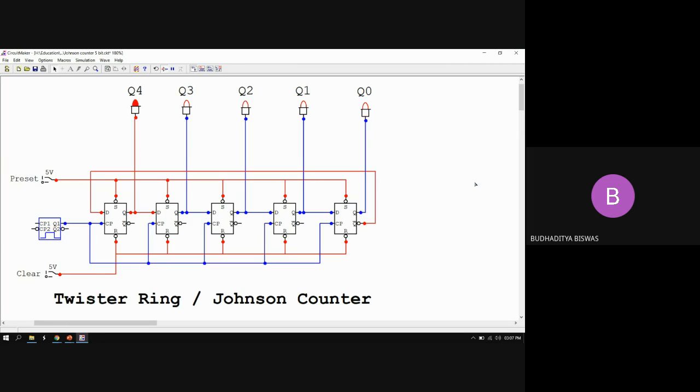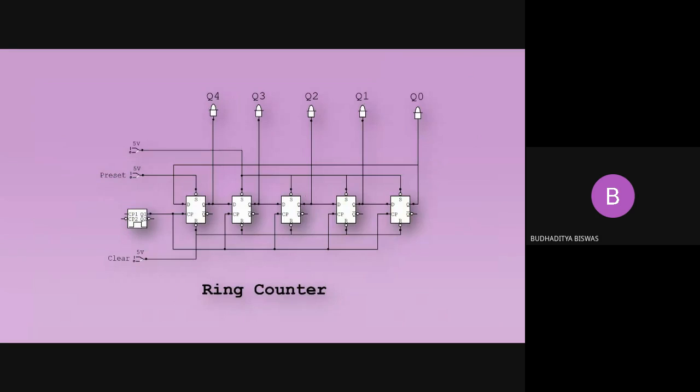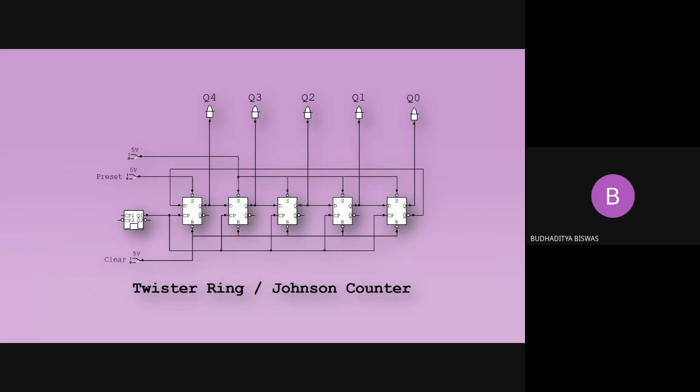Got it? And it doesn't require any K-map or state diagram for implementing this. Only D flip-flops are required in this design. But for the ring counter, you need to give a preset or one shot. But for the twisted ring counter or the Johnson counter, it doesn't require anything. Got this one? Yes, sir. So this is the circuit, the same circuit. This is a ring counter and that is the twisted ring counter.